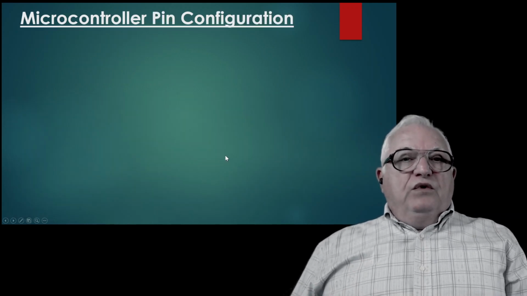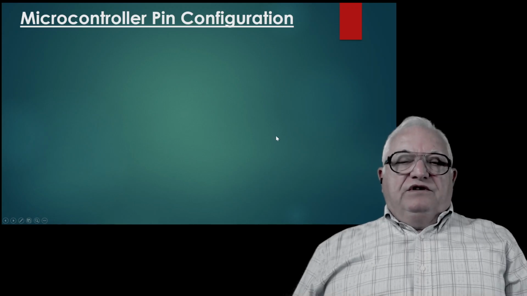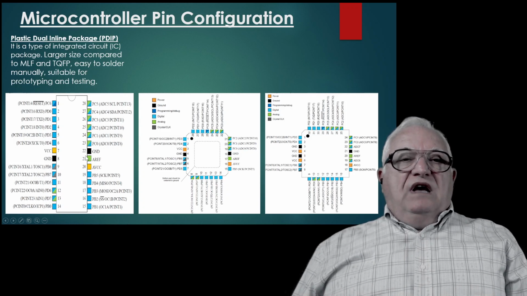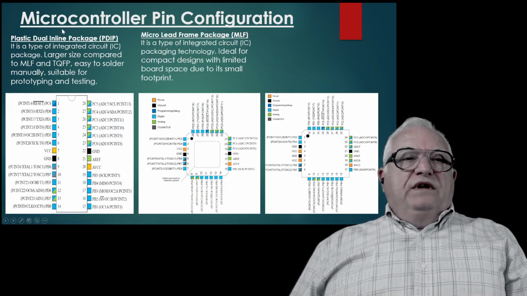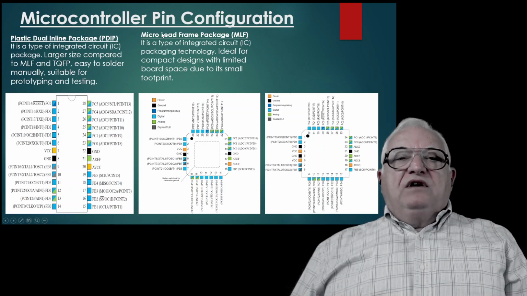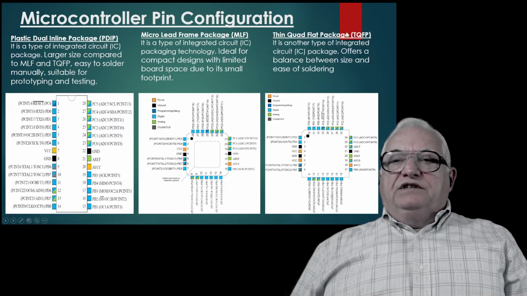So with this, we're done with the capabilities of microcontrollers. Let's look at the external pin configuration. The chips come in 3 different types of packages. One is the plastic dual inline package, which is the PDIP. Next, it comes in the micro lead frame package, and finally it comes in the thin quad flat package.